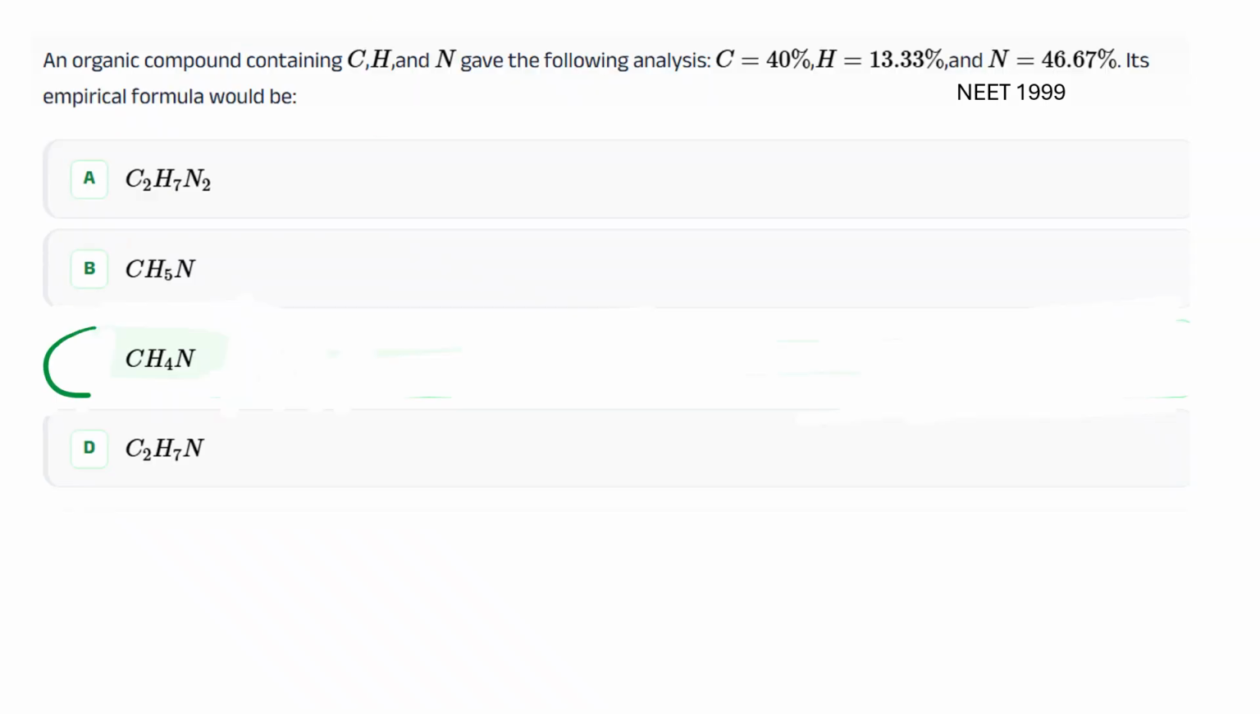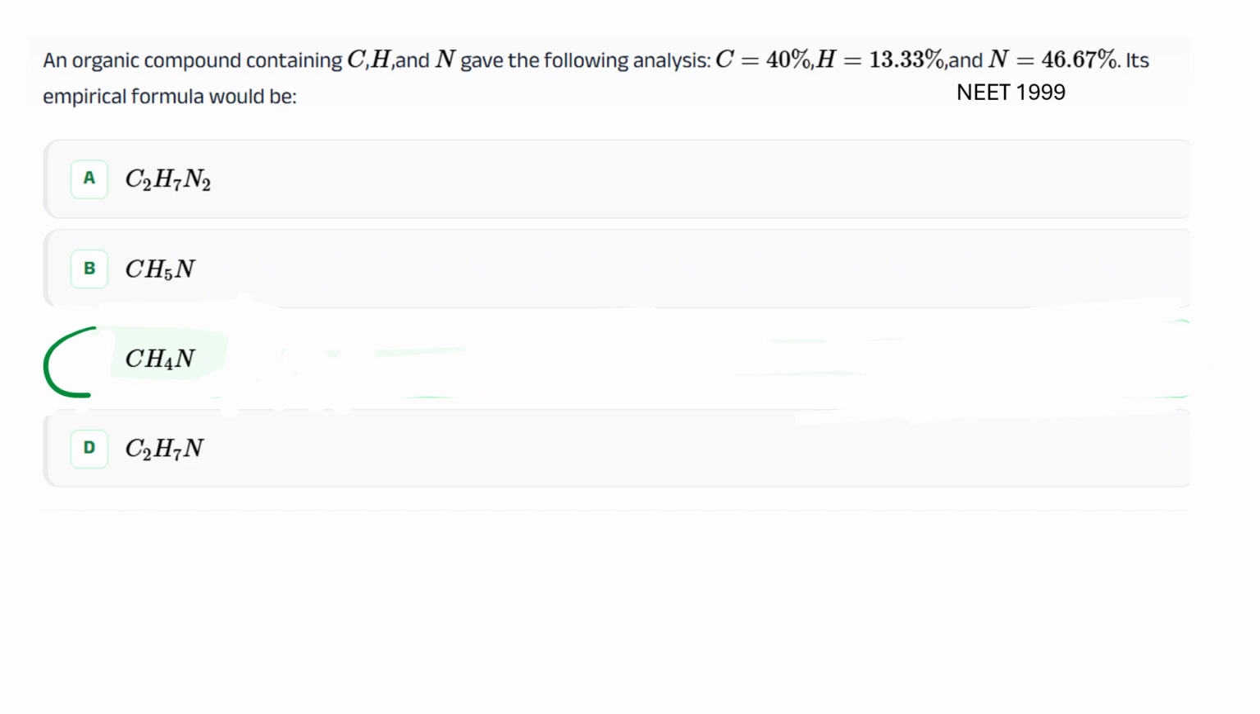Then this is the fourth question. An organic compound containing carbon, hydrogen, nitrogen gave the following analysis. Carbon is present as 40 percentage, hydrogen is present as 13.33 percentage, nitrogen is present as 46.67 percentage. Its empirical formula would be? What is the empirical formula? The empirical formula is given in the four options. We need to pick the right one. That is our task. How to solve this?